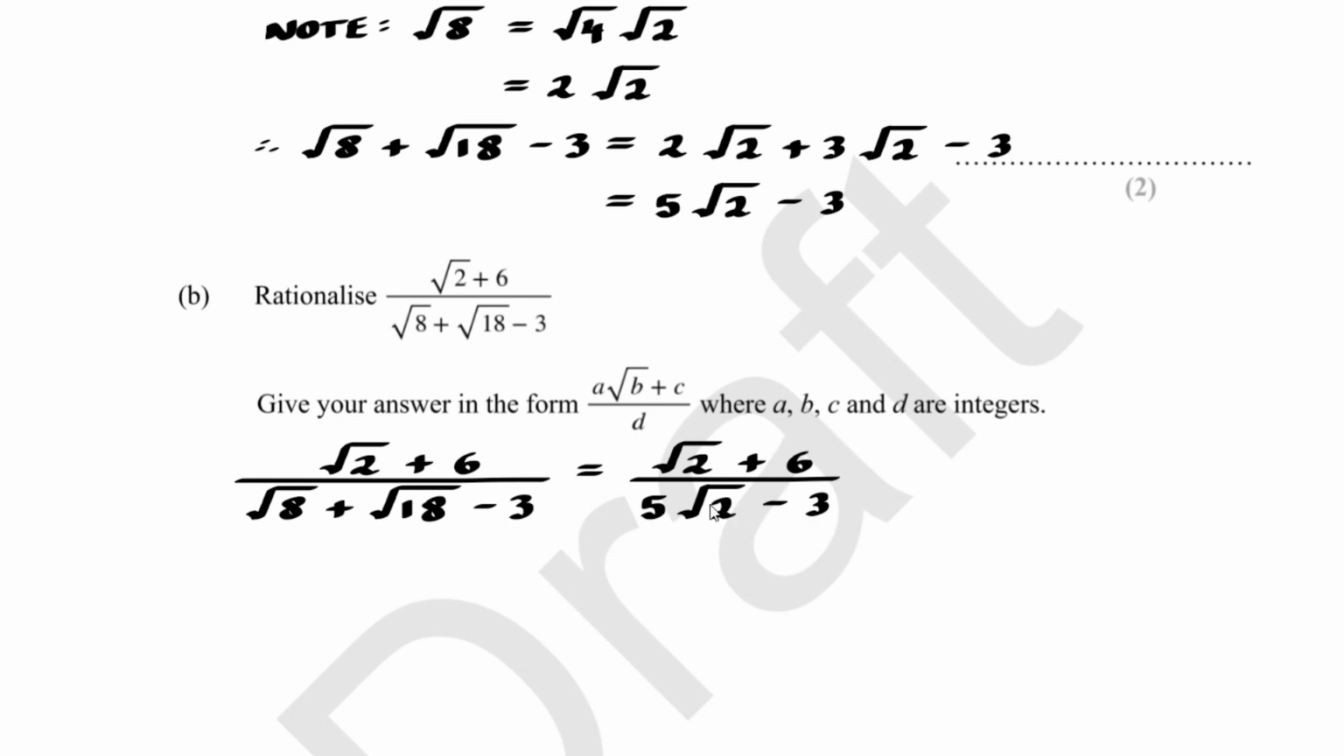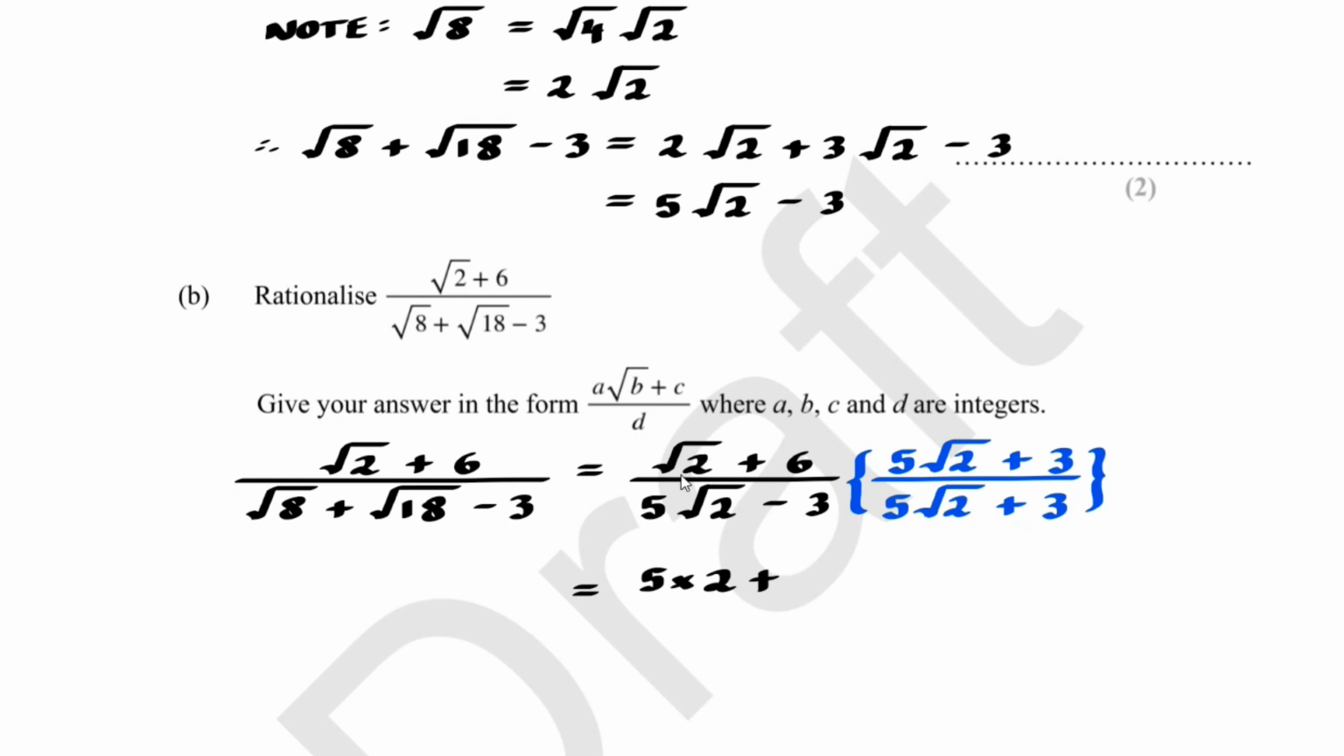And now for us to rationalise this, we need to multiply both the numerator and the denominator by the conjugate of the denominator. That is to say, we multiply this by (5 root 2 plus 3) over (5 root 2 plus 3). It's as though we are multiplying by 1. So let's work all of this out. We have root 2 multiplied by 5 root 2, which is the same as 5 times 2.